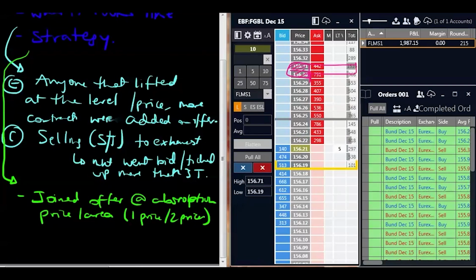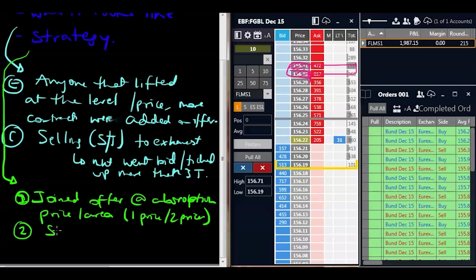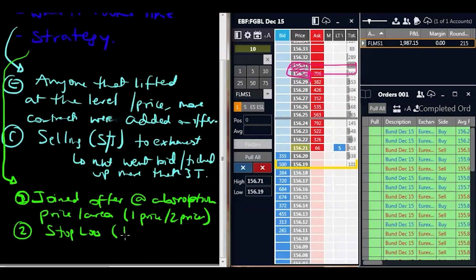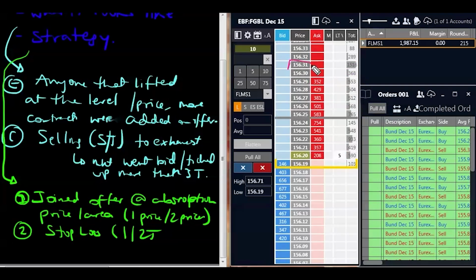So what we did in this specific trade is we joined the offer. That was the first thing we did. Our stop loss was very, very tight. This is the beauty about trading price action. Our stop loss was 1 to 2 ticks. We never wanted to go above that area. So if we were entering short at 31s, our stop loss was essentially 33s. We had a 2 tick risk.